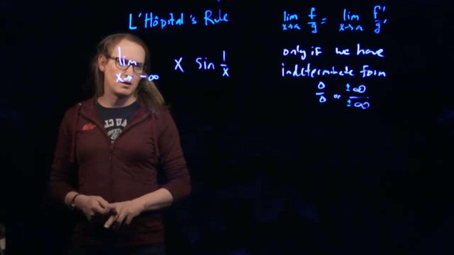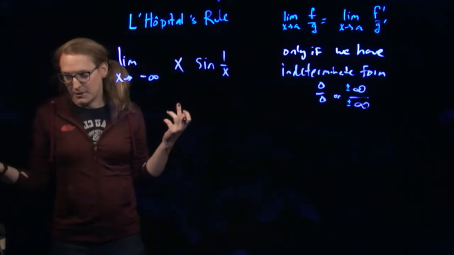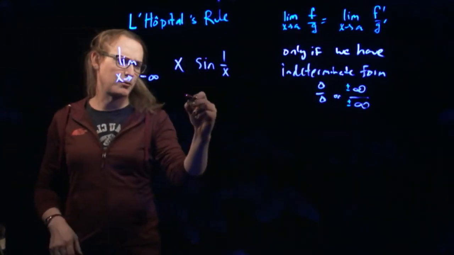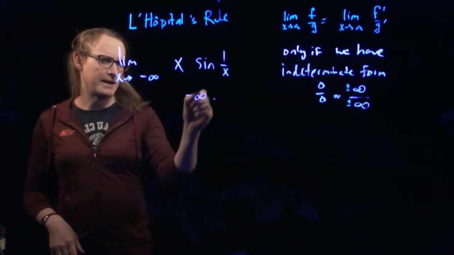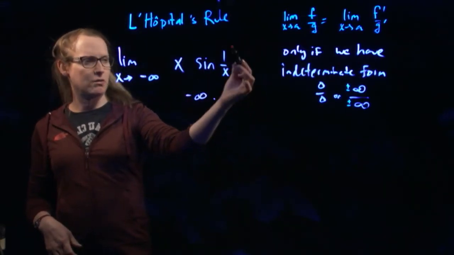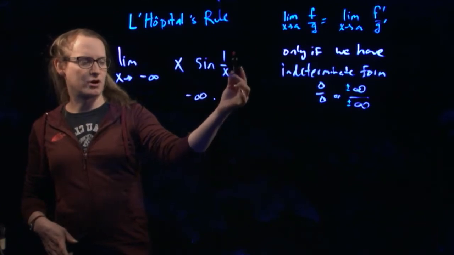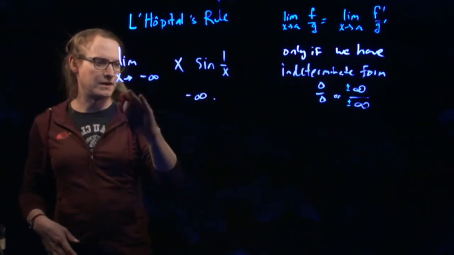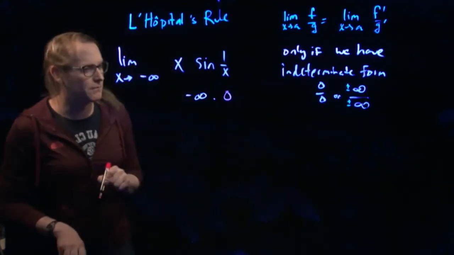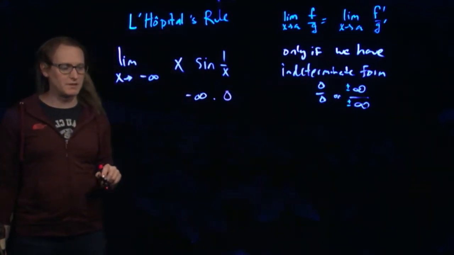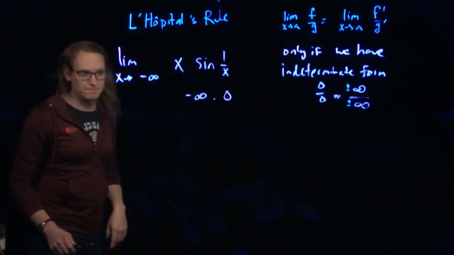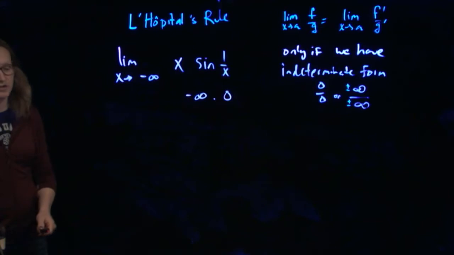So let's try evaluating this thing. If we just try plugging in, we're going to have minus infinity times, okay, this thing here goes to 0. The 1 over x part goes to 0 as x goes to negative infinity. So it's going to be like times sine of 0, which is 0. So we've got like negative infinity times 0. That's not one of these two forms for indeterminate form, so we can't apply L'Hopital's rule to it.